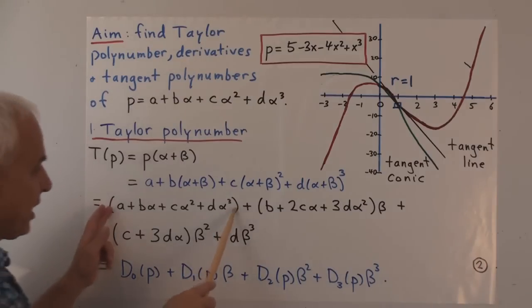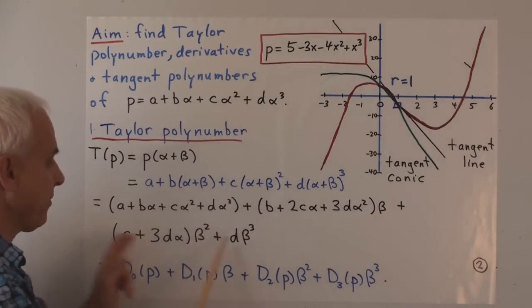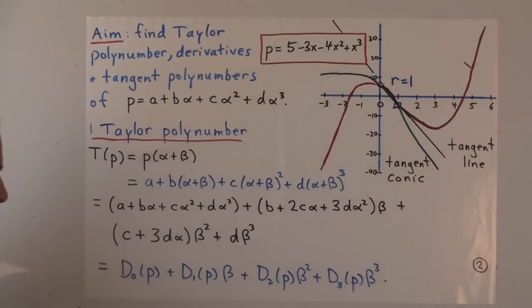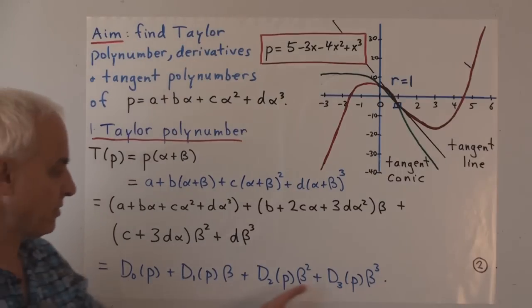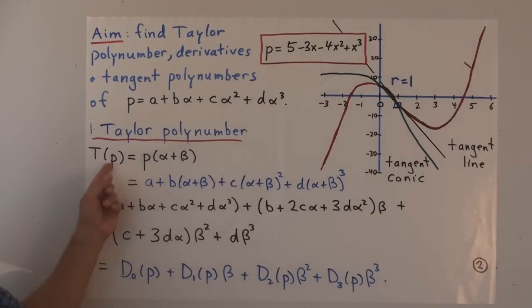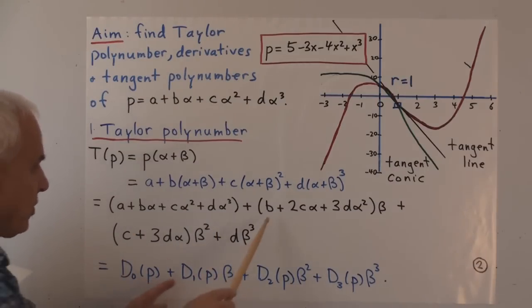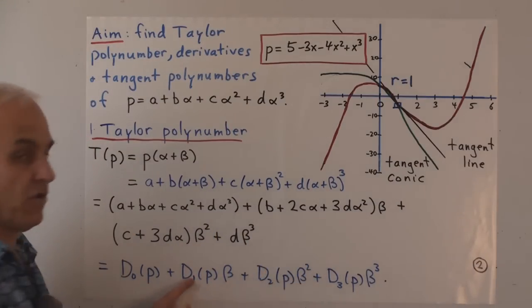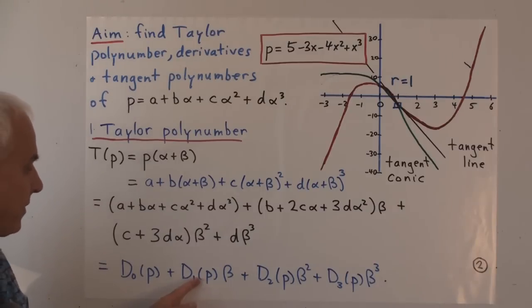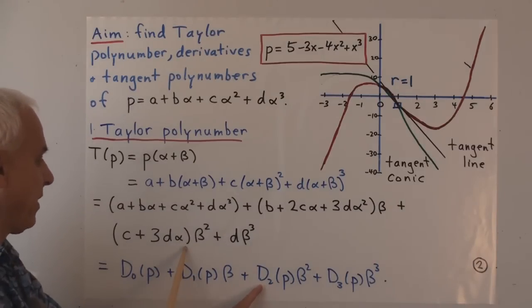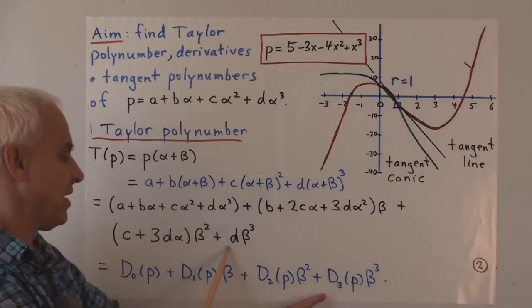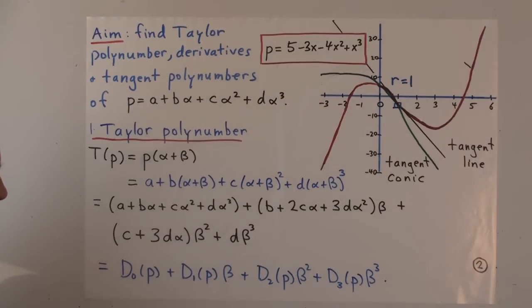Now these three coefficients that are appearing here, actually there's four of them including that one, these are the first subderivatives of the polynumber we started with. So this thing here is d0 of p. This one is d1 of p, or the derivative of p. This thing is d2 of p, and this constant d is d3 of p.